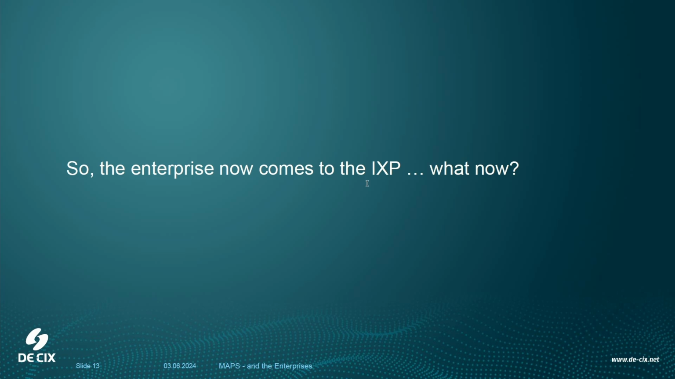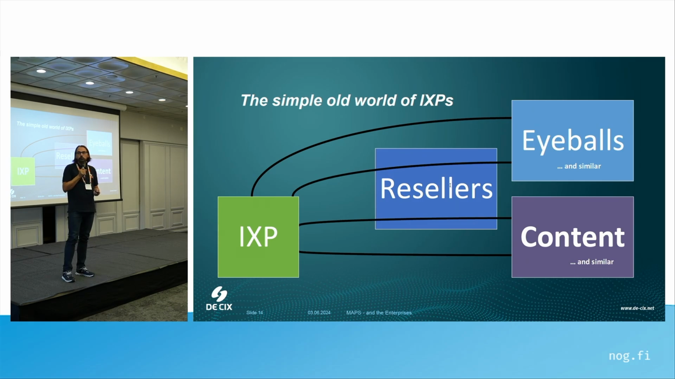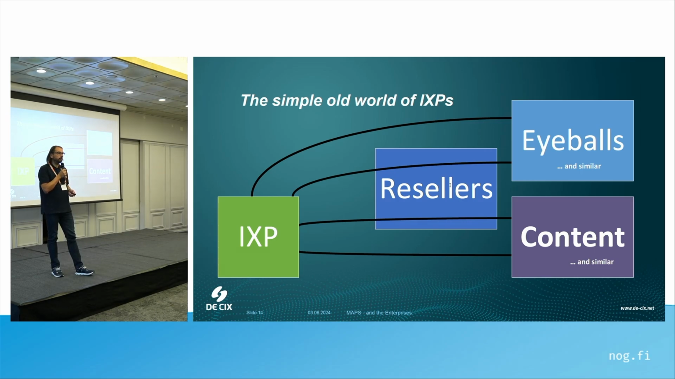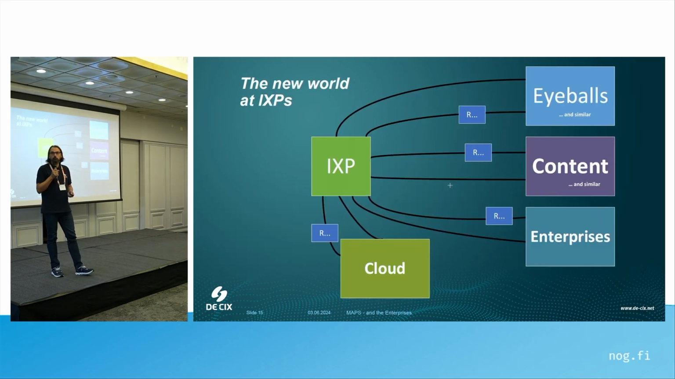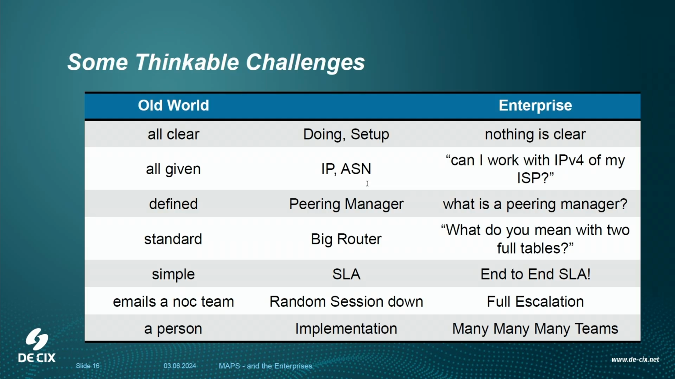So enterprises are coming to the IXP. So what now? That was the simple old picture. We had the IXP, we had the eyeballs and the contents. These were the two main groups, partially with some resellers in between, and that was simple. So now we also have the enterprises. The content has split into content and cloud, and resellers are also acting on all stages. That brings a whole new complexity also to internet exchanges, and this is what we are constantly working on.